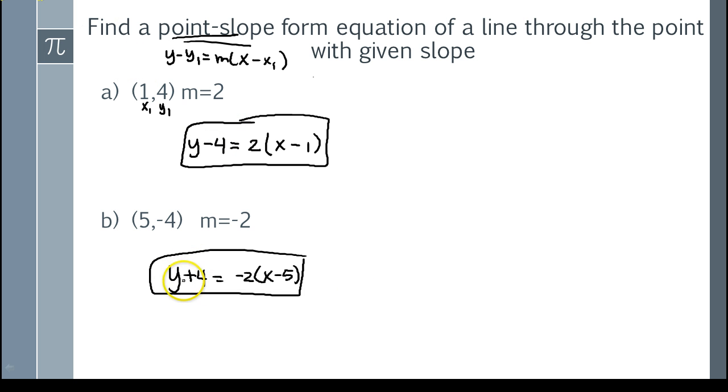We should have ended up with y plus 4 equals -2 times the quantity of x minus 5. It's going to be y minus my y coordinate of -4, so minus the negative became a plus. Then it's going to equal -2 times x minus 5. Since this one asked for point-slope, I'm done there, but if it had asked me for the problem in slope-intercept form, I could have just distributed the -2 and moved the 4 over and I would have been okay.